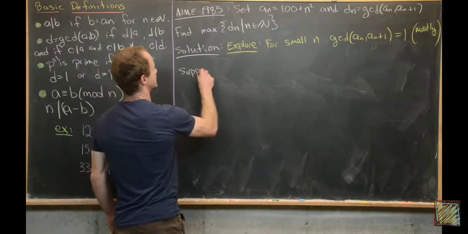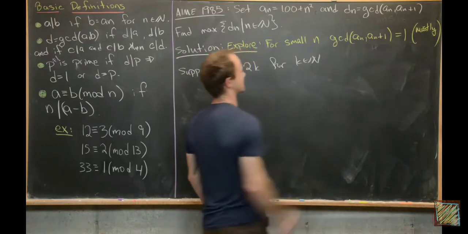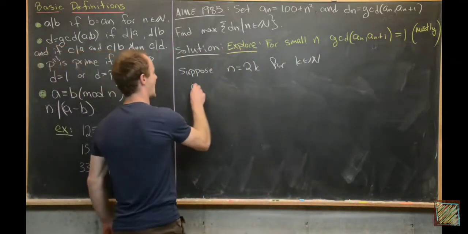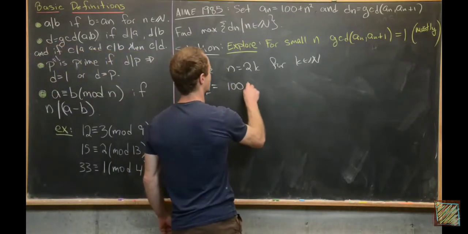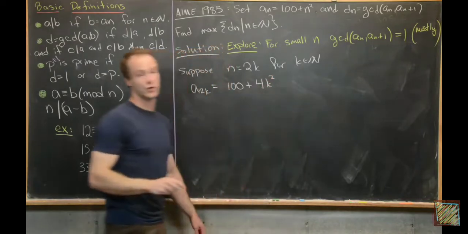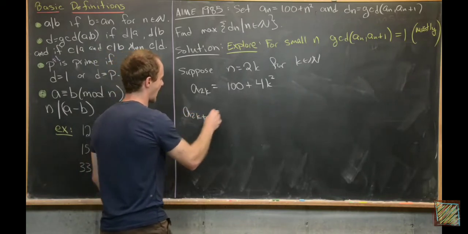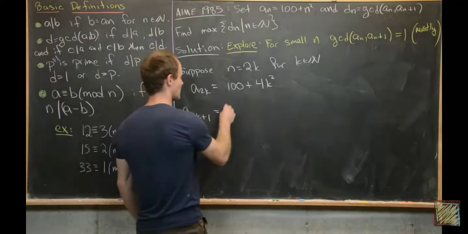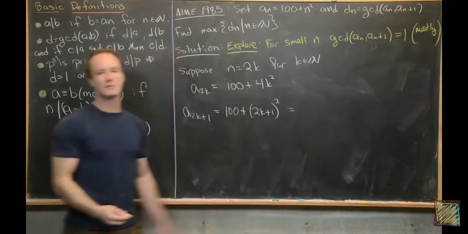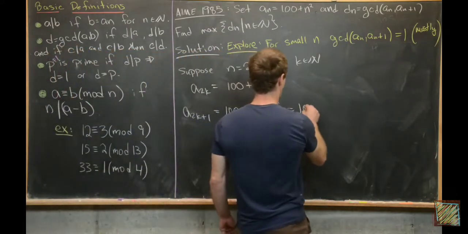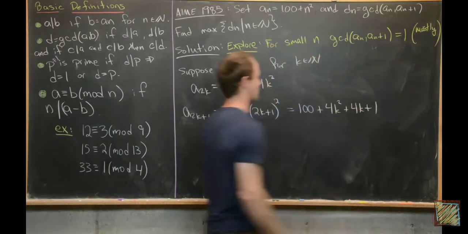So let's suppose that n equals 2k for some k, which is a natural number. Let's look at what a sub 2k, or a sub n in this case, looks like. That's going to look like 100 plus 4k squared. Great. And then let's look at what a sub 2k plus 1, or a sub n plus 1, is in this case. That's going to be 100 plus (2k plus 1) squared, but we can multiply that out pretty easily. That's going to be 100 plus 4k squared plus 4k plus 1.